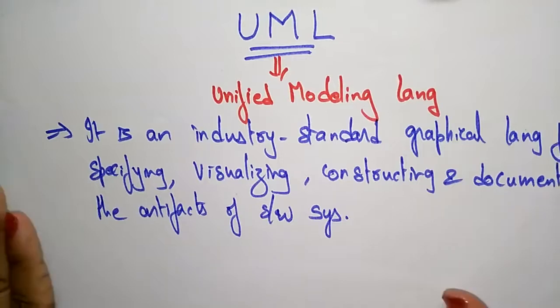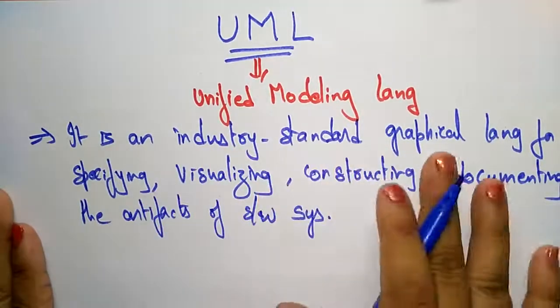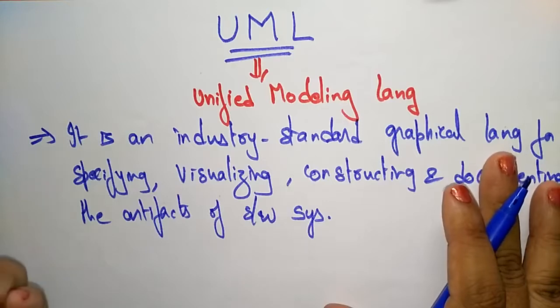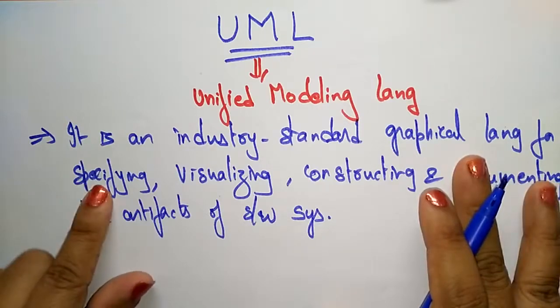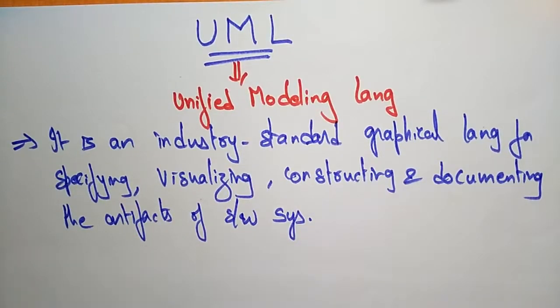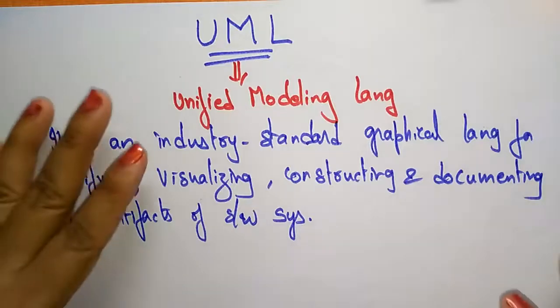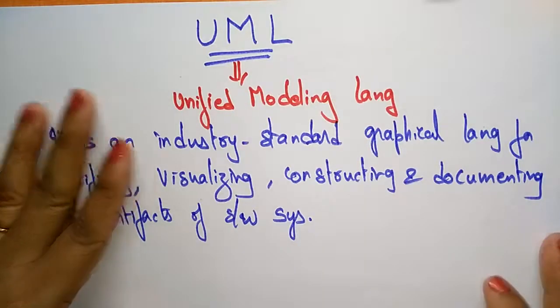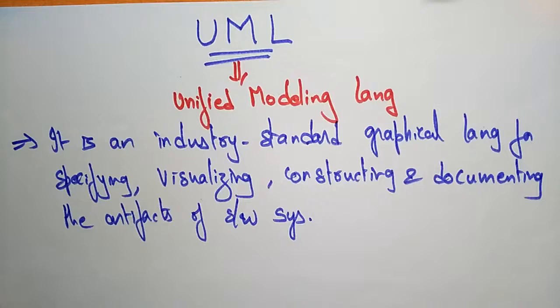We call this an industry standard graphical language. So why are we using this graphical language? For specifying, visualizing, constructing and documenting the artifacts of a software system. UML uses mostly graphical notations to express the object-oriented analysis and the design of the software program. So to design the software program and to express the analysis of the object-oriented program, we use these graphical notations.